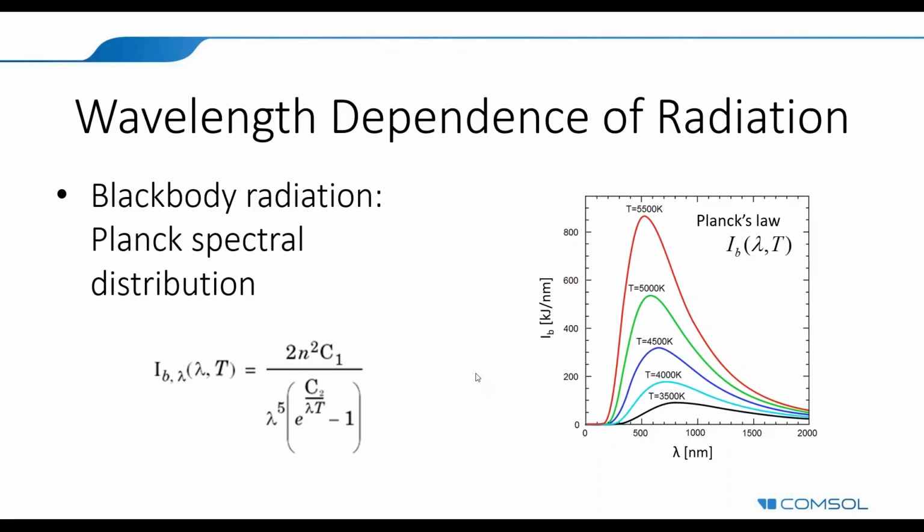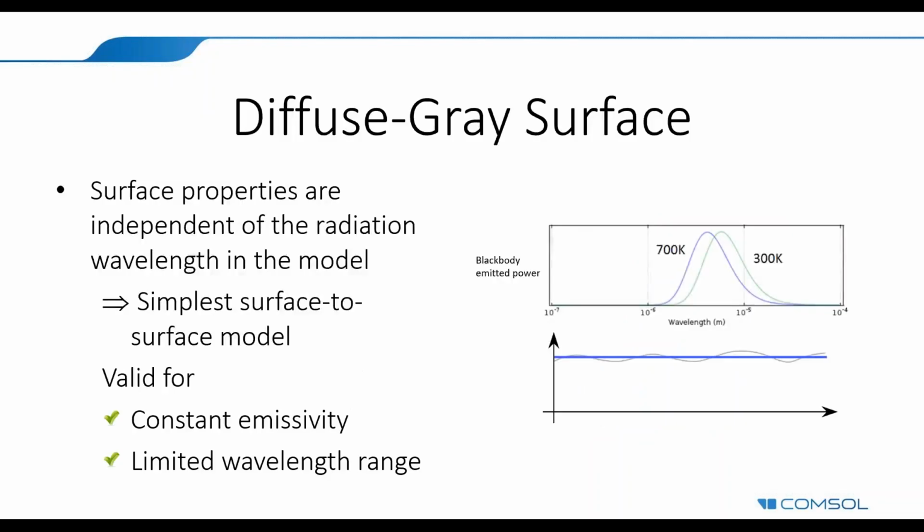So what I suggest now is to review a couple of models to represent this in a simulation. So the simplest model, and if you're lucky, that would be sufficient, is the diffuse gray surface model. So for gray surface, we assume that the surface properties are not wavelength dependent. So it's sometimes true or almost true.